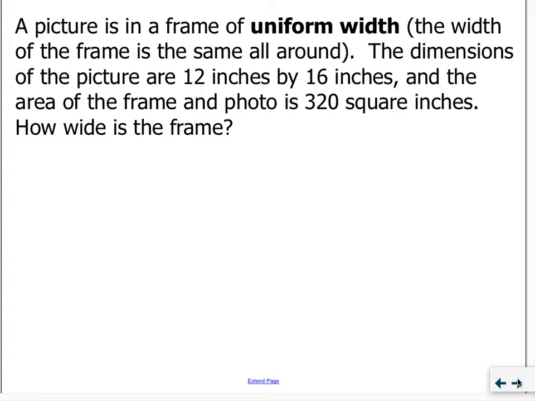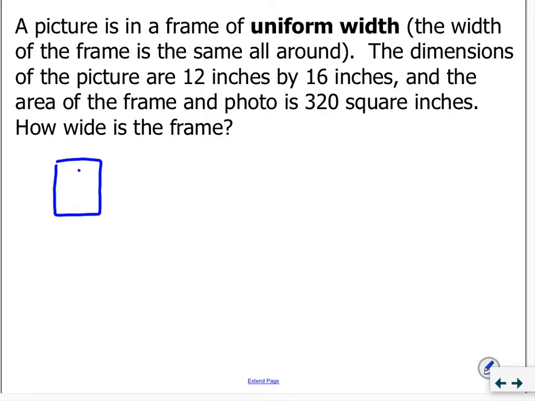So it says that a picture is in a frame of uniform width. You know, the first time I came to Putnam Valley, I loved our classrooms. Do you notice in the rooms, there's a blue border that goes around the room? That's a uniform width. It's the same width all the way around. So in this case, there's a picture in a frame of a uniform width. So here's what it looks like.